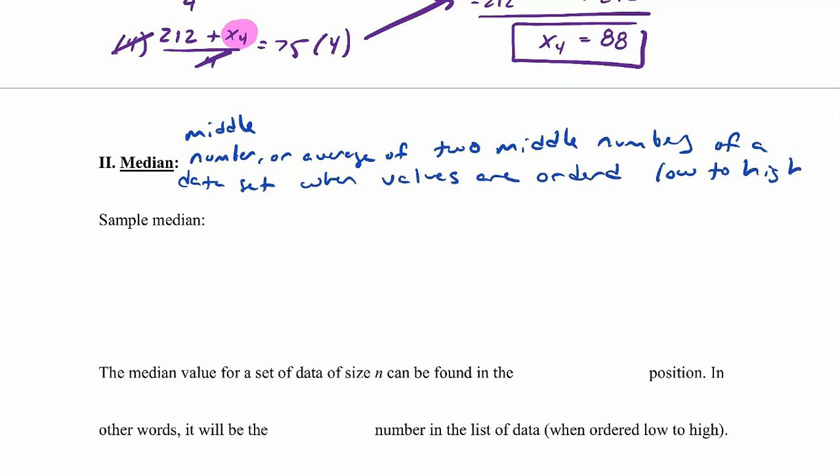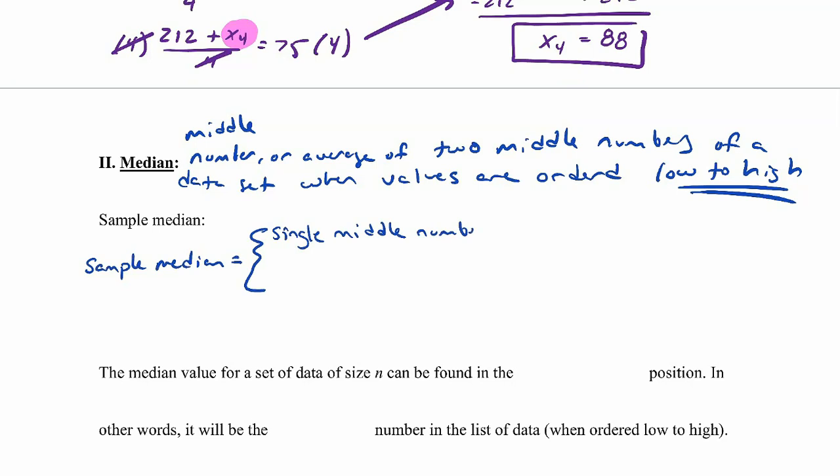Okay, so very important that we put the values in order if they're not already. It's either going to be the number in the middle or the average of the 2 numbers in the middle, depending on how many values are in our data set. So the way we define the sample median is as follows. It's the single middle number if n is odd, if we have an odd number of values in our data set.